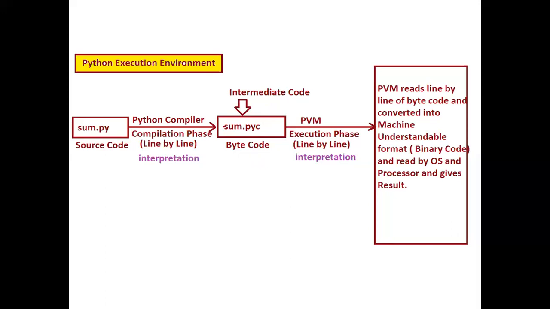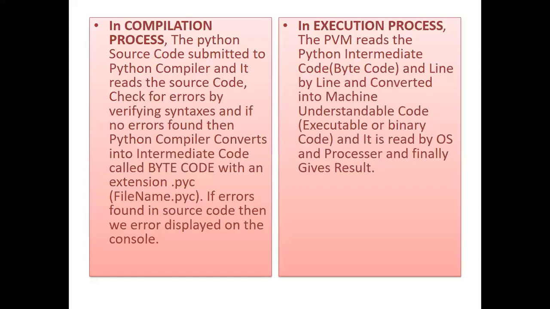And then the PVM, the execution process, takes place. The PVM reads the bytecode line by line and converts it into the machine understandable format. We all know, students, we have already read that in our school days also, that the machine understandable language is a binary language, right? So it converts it into the binary code, which is read by the OS, and gives the results. Okay, now let me show you.